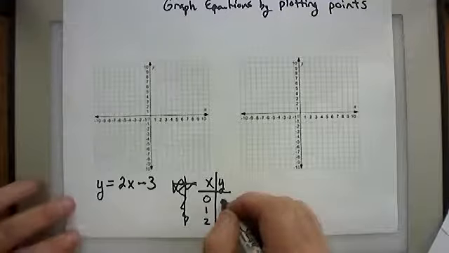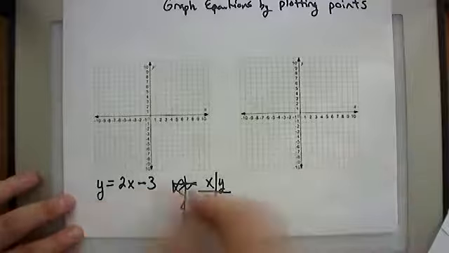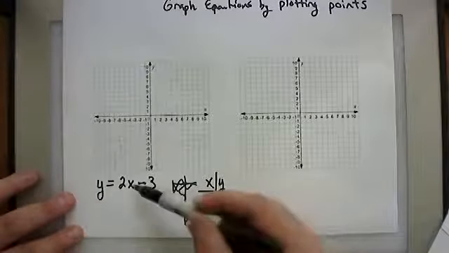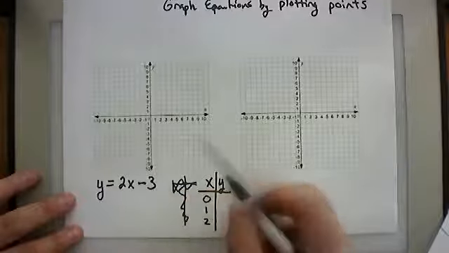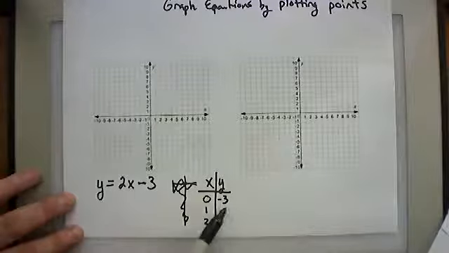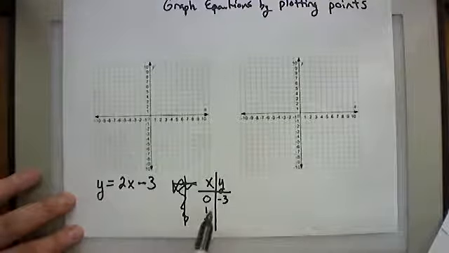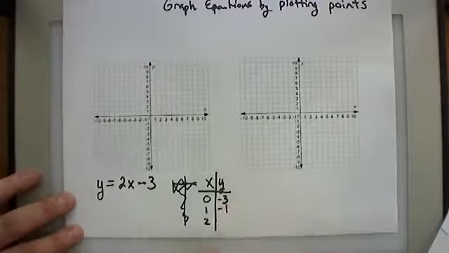So if we put in 0, we'll probably just do this verbally. If I plug in 0, 2 times 0 is 0, and 0 minus 3 is negative 3, right? If you plug in 0 to that, you should get negative 3 as the value on the y. What if I plugged in a 1? 2 times 1 is 2. 2 minus 3 is negative 1.